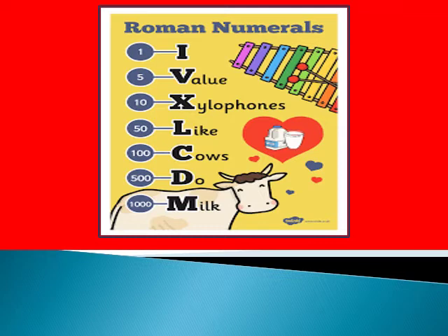Now if you look at the values assigned, again, now this is in the increasing order. I got a value of 1, V's got a value of 5, X has got a value of 10, L has got a value of 50, C's got a value of 100, D's got a value of 500, and M stands for 1000. I hope I have made things exciting and interesting for you so that you can remember the values assigned to the 7 different Roman numerals. Now let's go to the next slide.